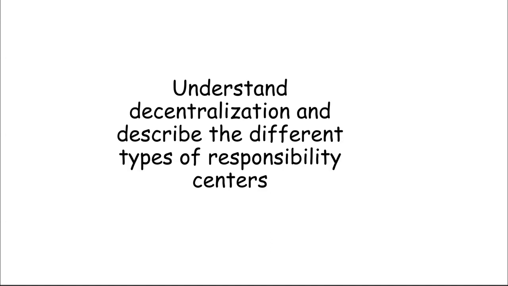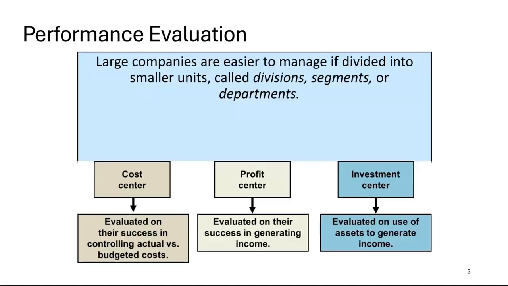Now, one of the things that happens in a large corporation is we like to break them down into parts because they're much easier to manage. So we call these responsibility centers. Now we can have three types. One would be a cost center. An example would be admin.